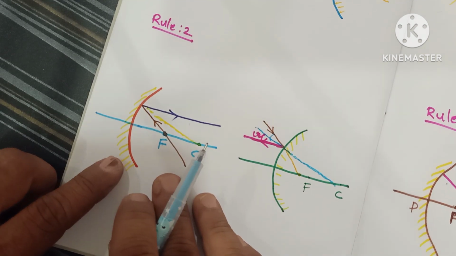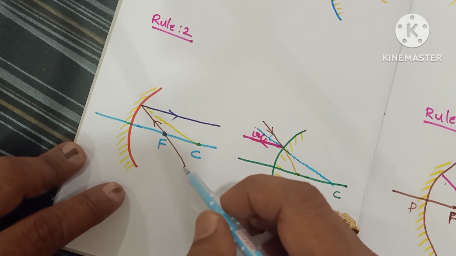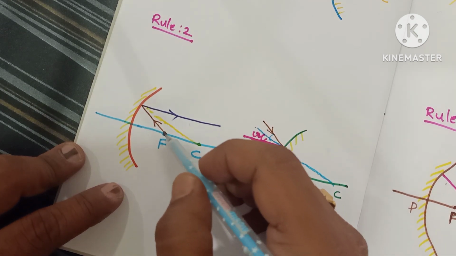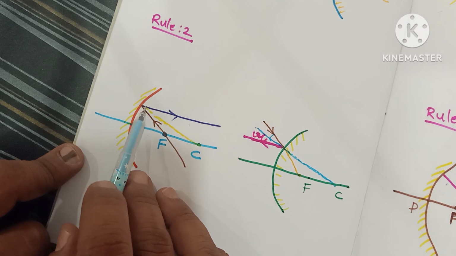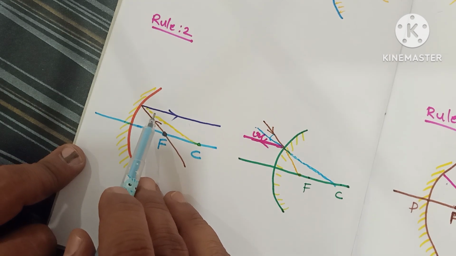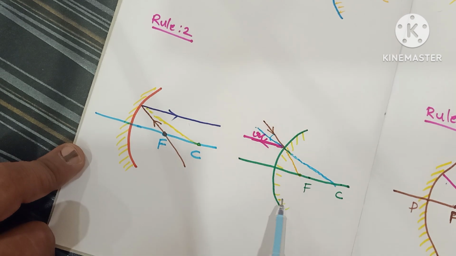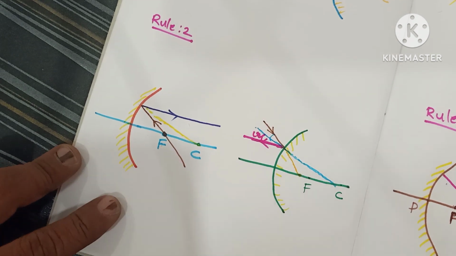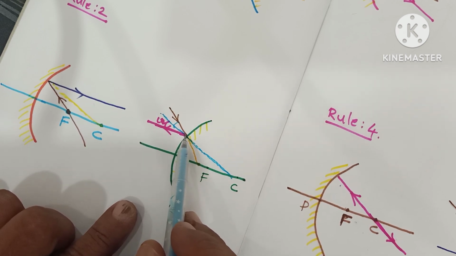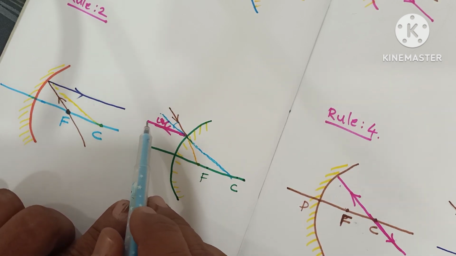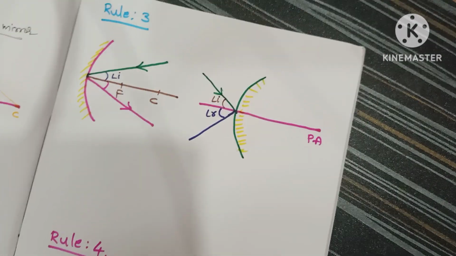Now the second rule. This is the concave mirror again. If rays coming through the focus are incident on the concave mirror, then they get reflected in a direction parallel to the principal axis. The same thing happens in the case of a convex mirror also. This is the ray coming and incident on the convex mirror, and it gets reflected and travels as a ray parallel to the principal axis.